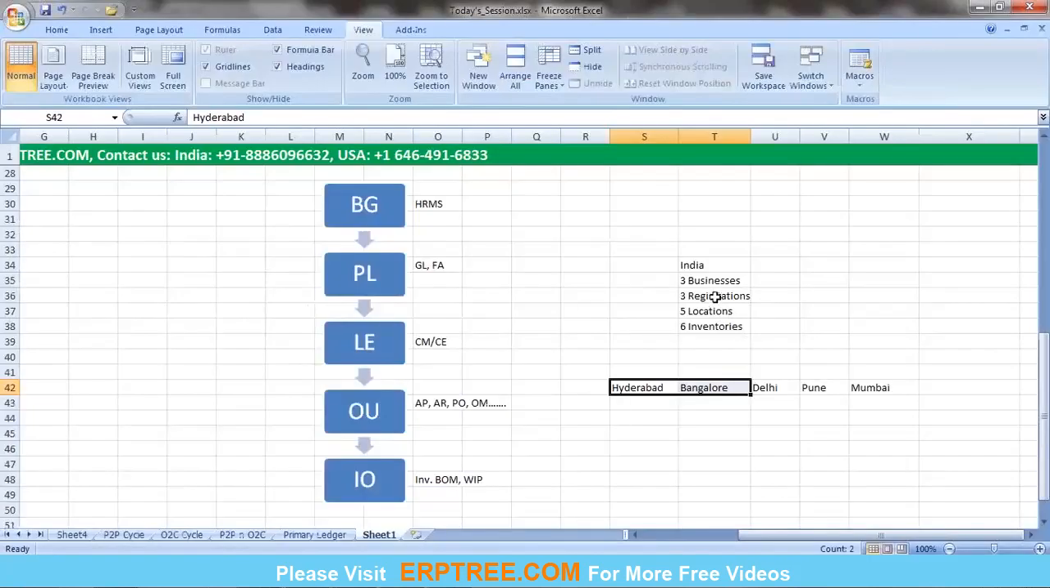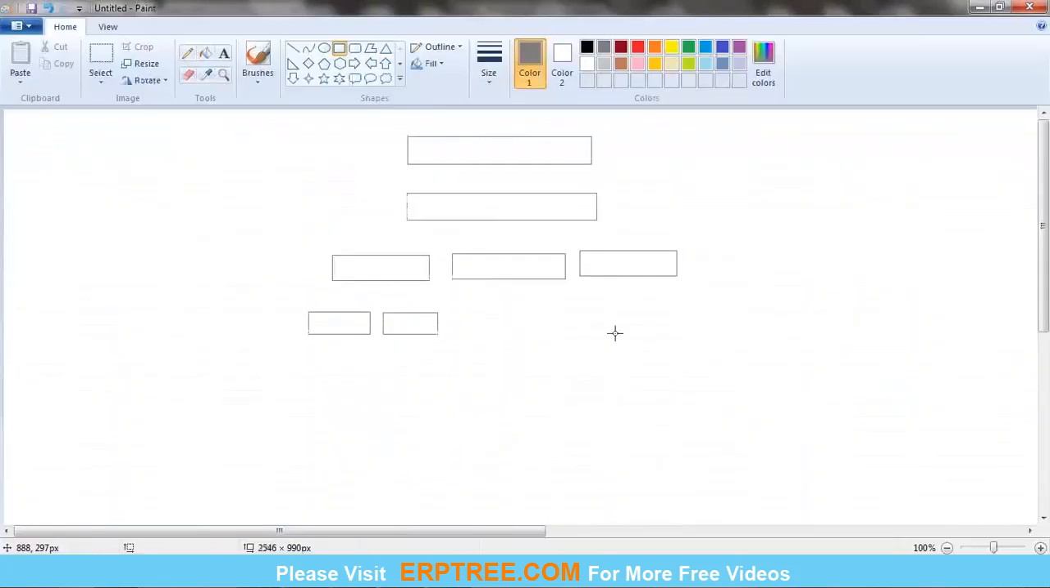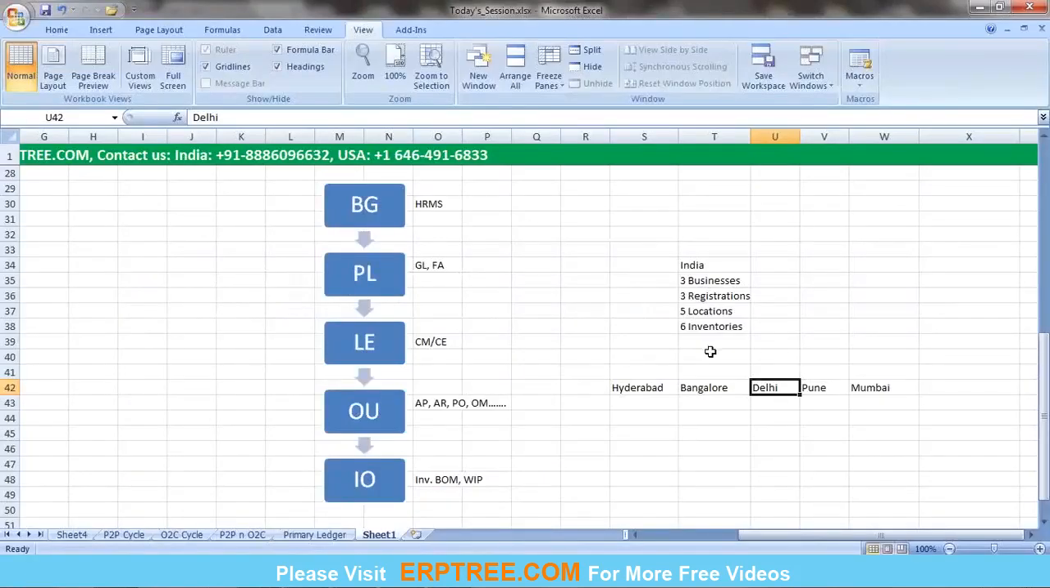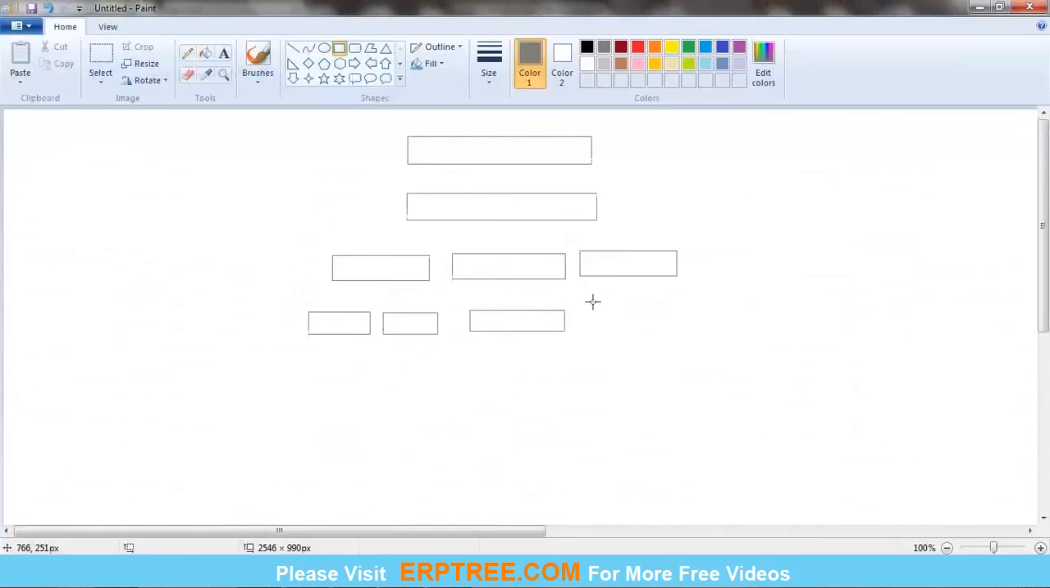And under second registration, say they are doing the business only in Delhi. So here for Delhi, I'll create just one box to specify that as a Delhi operating unit. And say with the third registration, they are running the business in Pune and Mumbai. I'll just put 2 small boxes for 2 operating units.